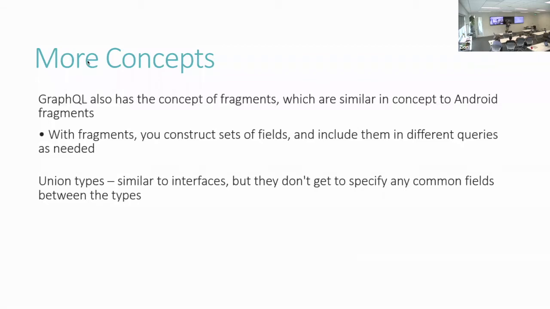And then one more thing, union types. Union types are similar to interfaces, but they don't get to specify any common fields between the types. Say you have an object that you want to get back, but it can be defined three different ways internally, and you want to get back different sets of fields depending on what type of object gets returned. Then you can define a union type and query off of the union type.